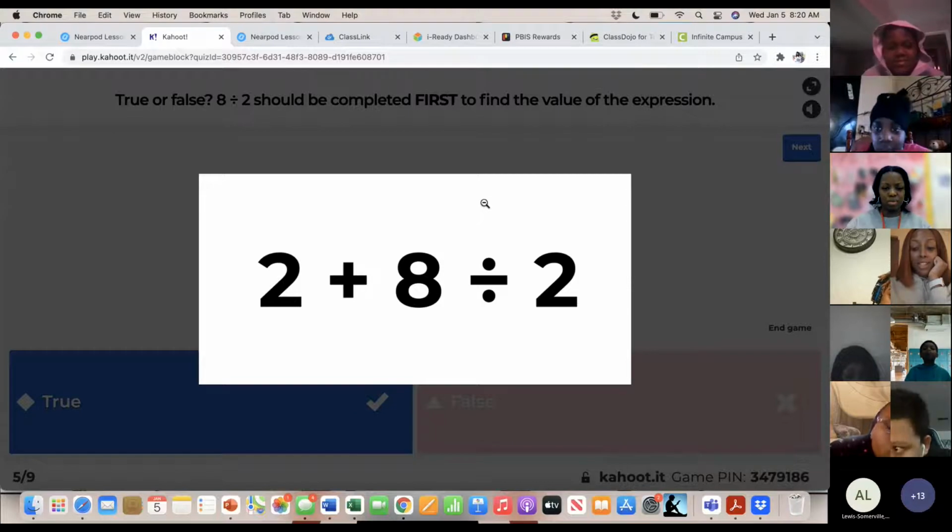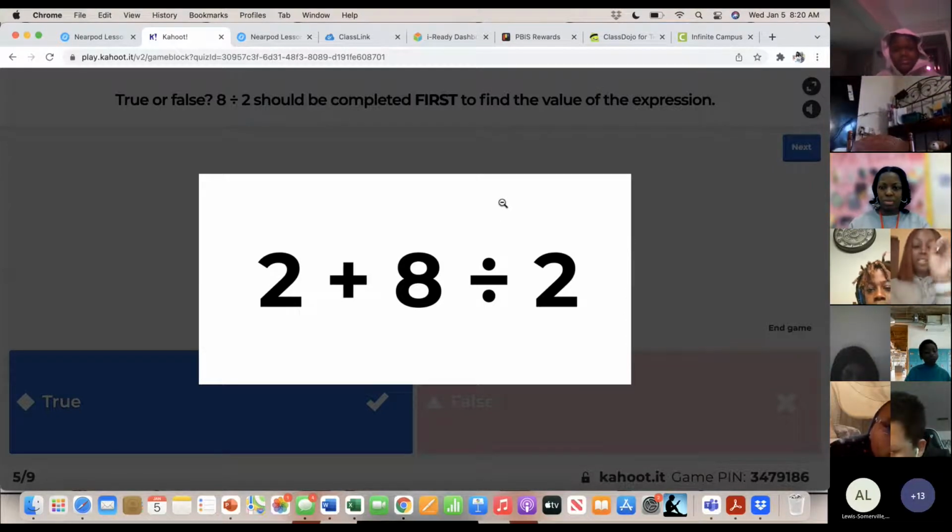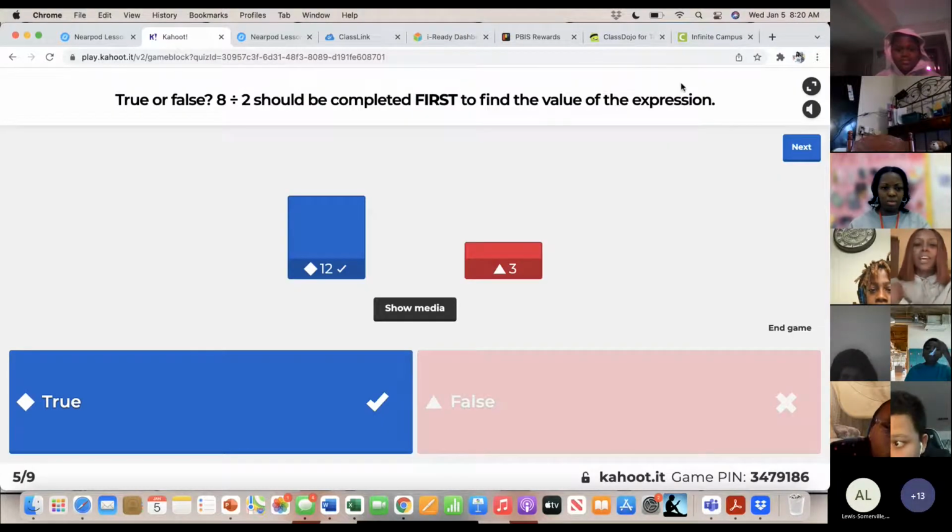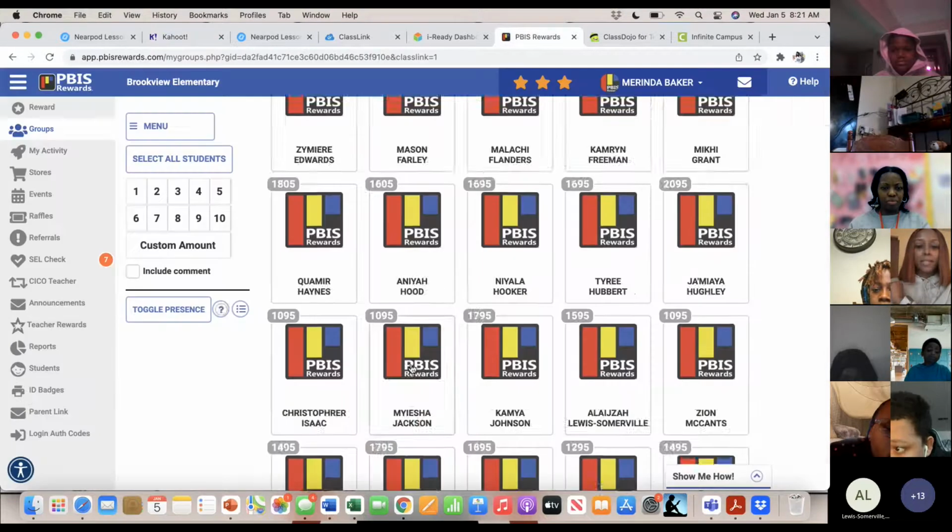8 divided by 2 should be solved first because it comes first from the division. Yep, so division comes before what? Adding and subtracting. Yep, great job. So multiplication and division comes before adding and subtraction. Great explanation, Chris.